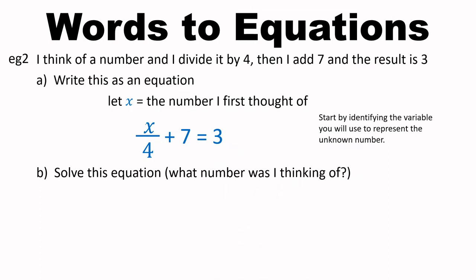So when I work backwards to solve this equation, first I'll get rid of the 7, and the opposite of adding 7 is subtracting 7. So that's x over 4 equals negative 4. Then I'll get rid of the 4, and the opposite of divide is multiply. So I have x equals negative 4 multiplied by 4, and negative multiplied by a positive will be a negative answer. So the number I first thought of was negative 16.